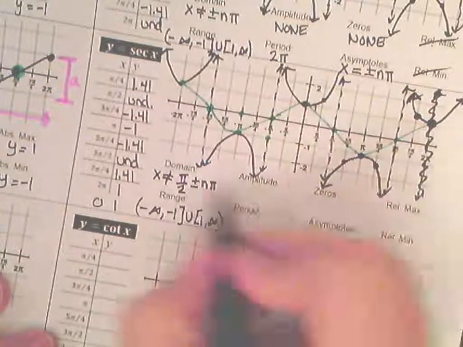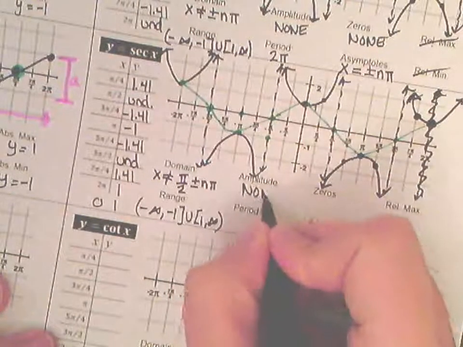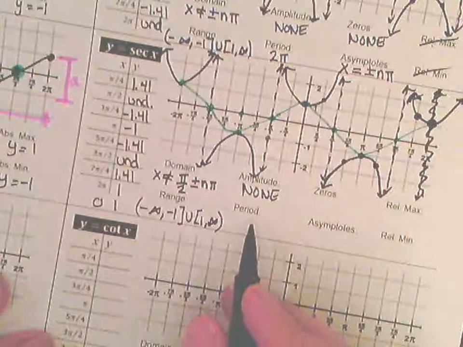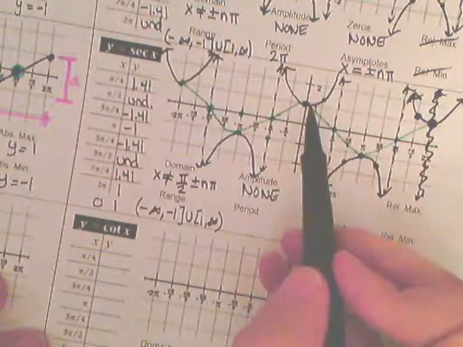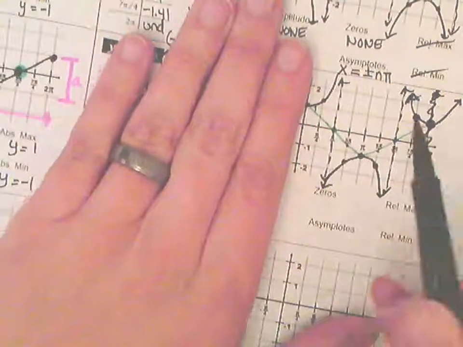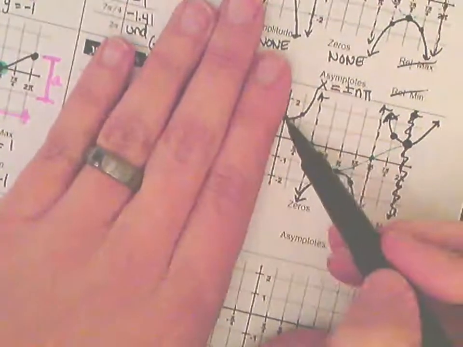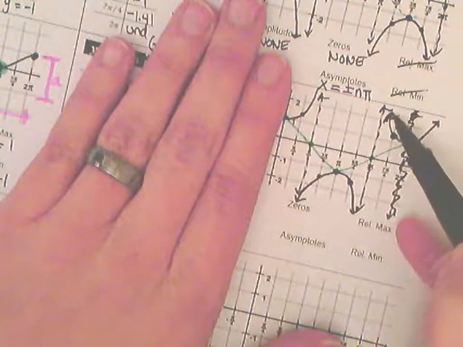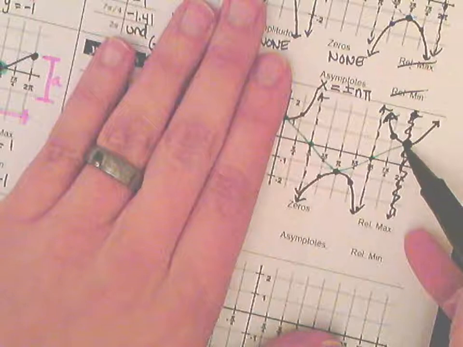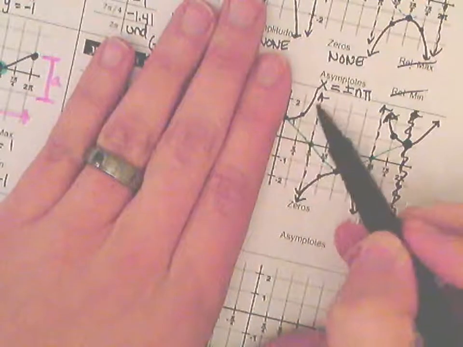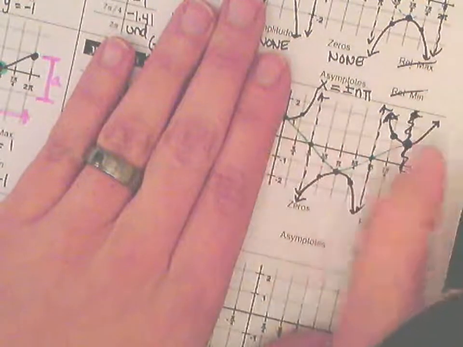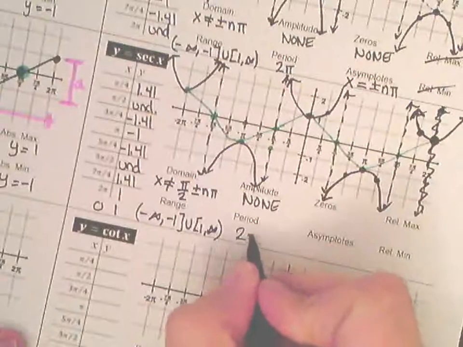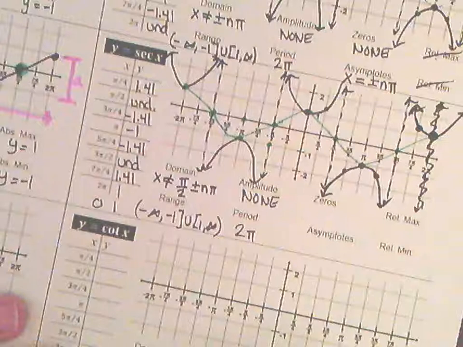Again, no absolute max or min, so no amplitude. The period is still the same, all right? So if we started right here, so if I was to cover this graph, this is a portion of the parabola, then you have a down-facing parabola, and then you have the second portion of the parabola, and you see this starts to be copied and pasted right at 2 pi. So our period is still going to be 2 pi.